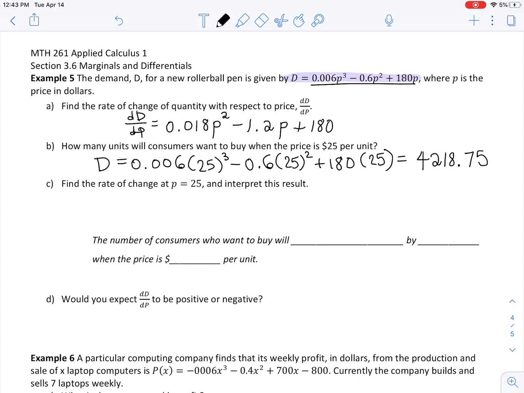Now that one, I found it without using the derivative function. But let's read C. Because C, they want you to find the rate of change, huh? If they want you to find the rate of change at P equals 25, then that's the one where you want to plug in the 25 into the derivative function. So let's do that this time. 0.018 times 25 cubed, not cubed, squared. I need to remember that I'm using that one. Minus 1.2 times 25 plus 180. Let's get the number, and I kind of wrote the sentence down there for you as a fill in the blank to interpret this result.